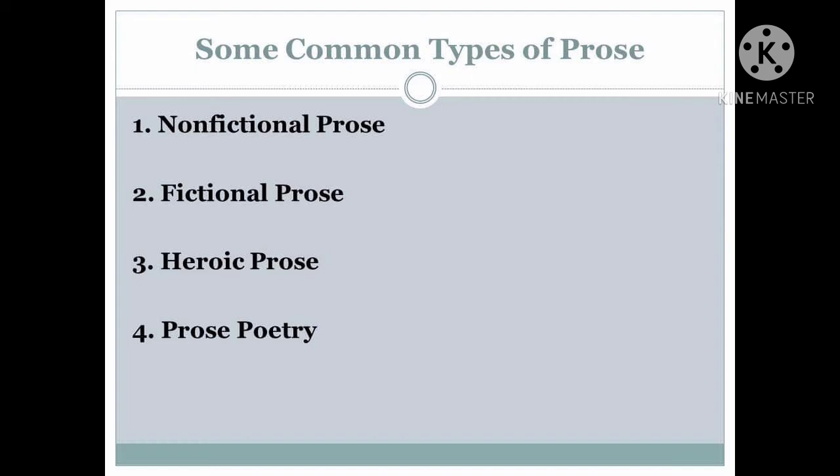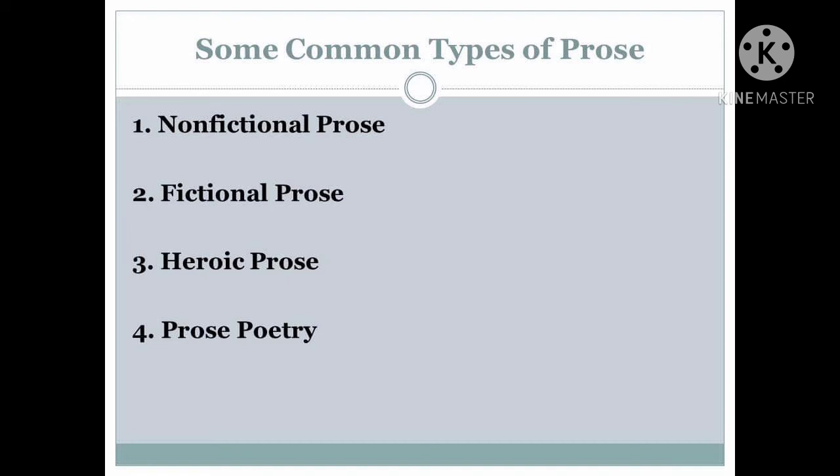There are 4 common types of prose. We have the non-fictional prose, second, fictional prose, third, the heroic prose, and fourth, the prose poetry. Let us differentiate these 4 types of prose. Let us have first the non-fictional prose. When we say non-fictional, it's more on true to life. Do not forget that these are written in paragraph form.